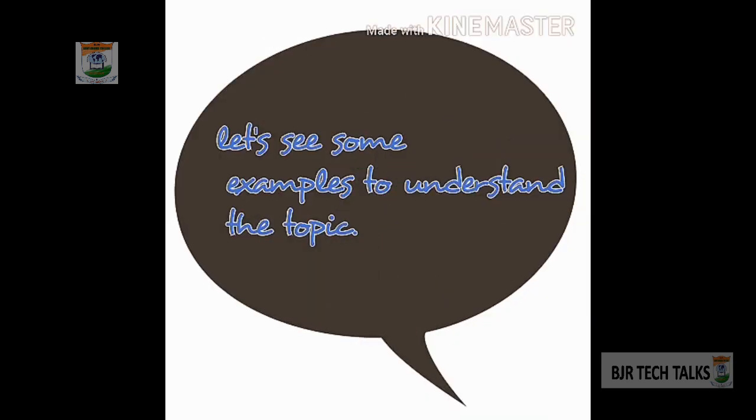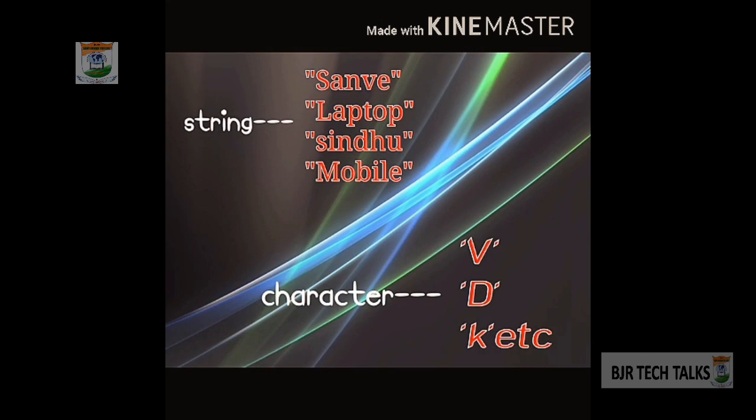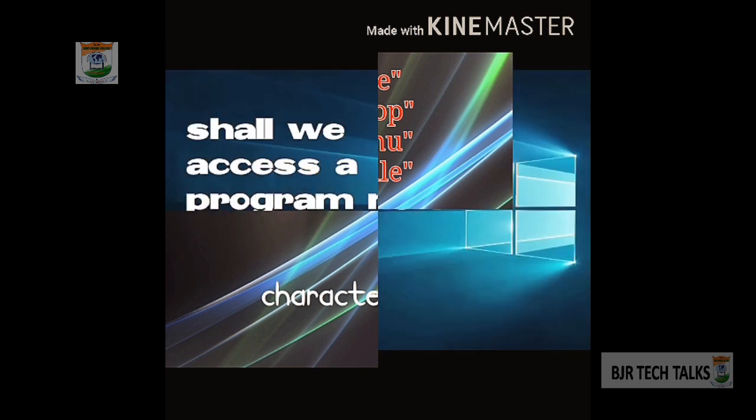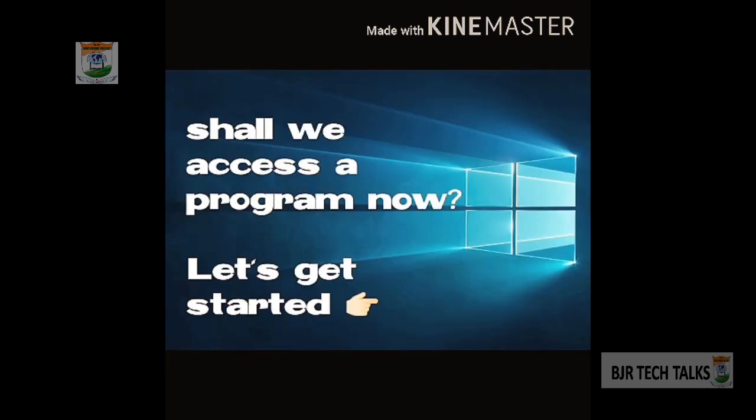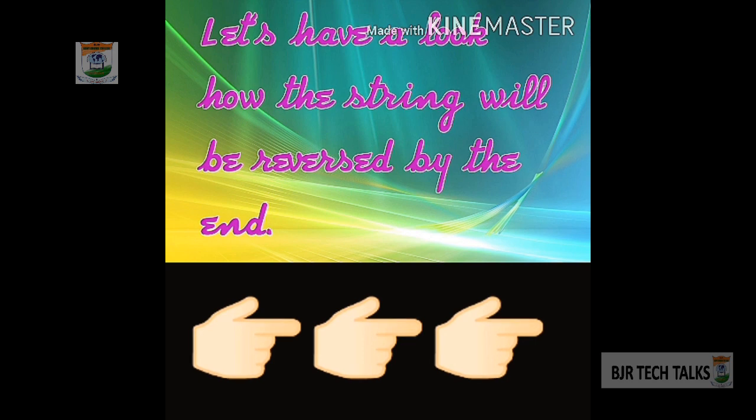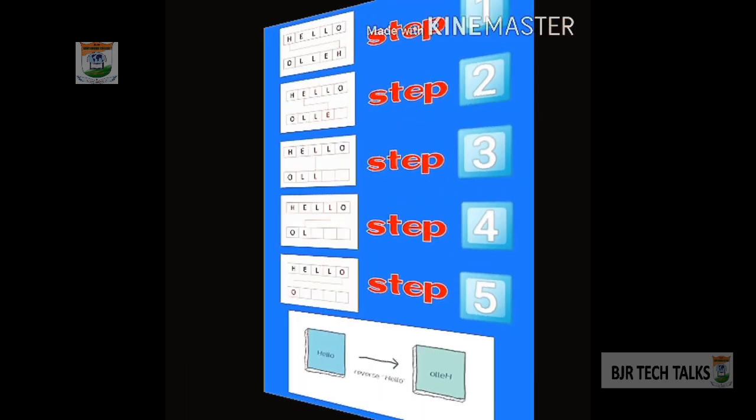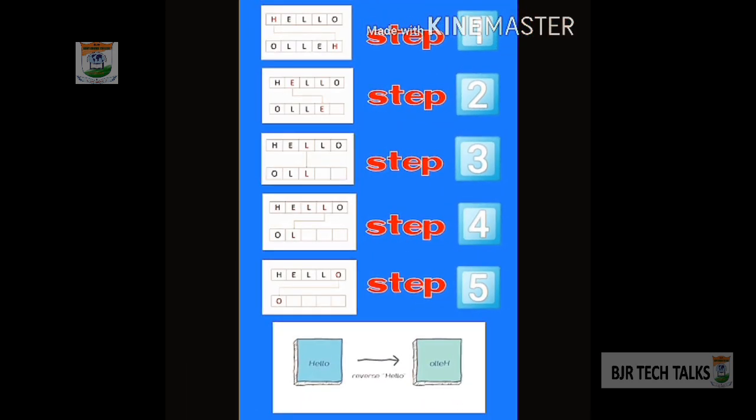Let's see some examples to understand the topic. So here are some examples for you according to the definition I have given. Shall we access a program now? Let's get started. So friends, before starting the program, let's have a look at how the string will be reversed. So in this way, the string will be reversed in the end by swapping.